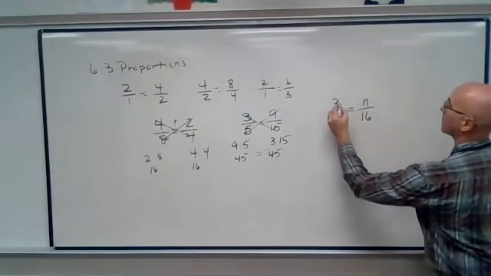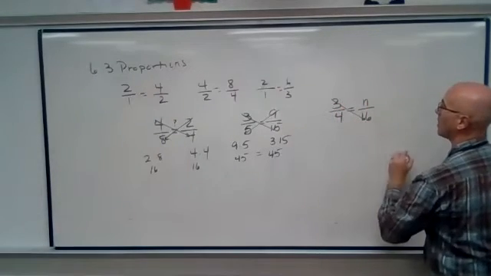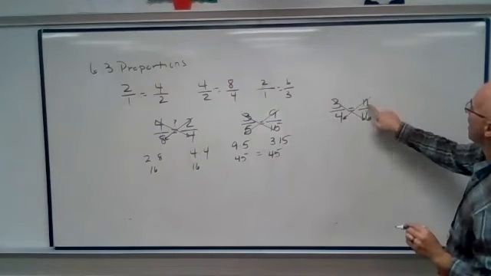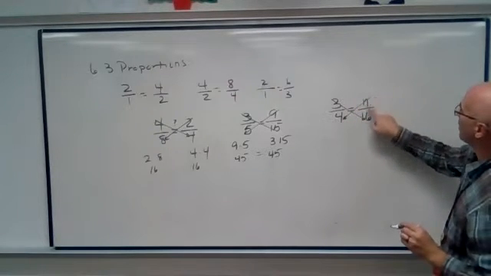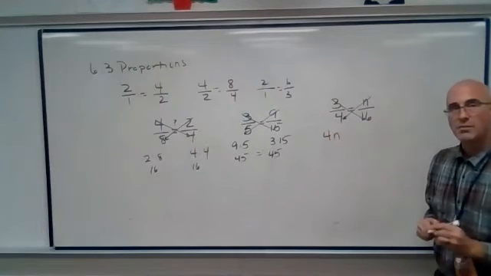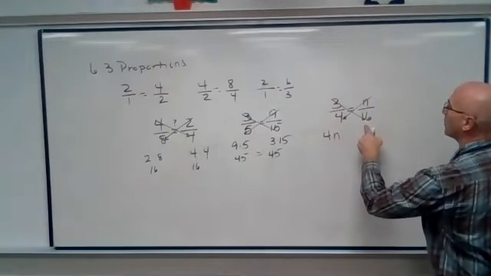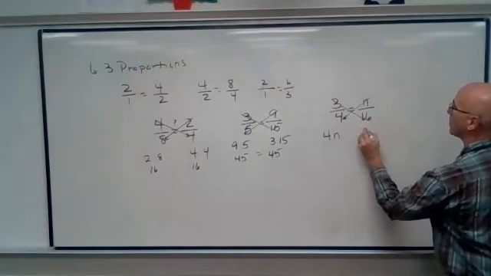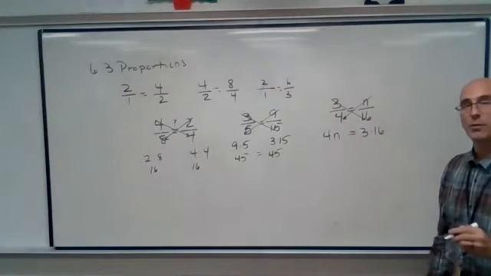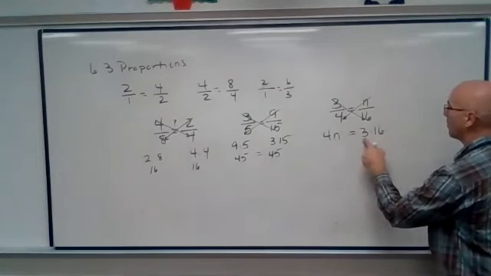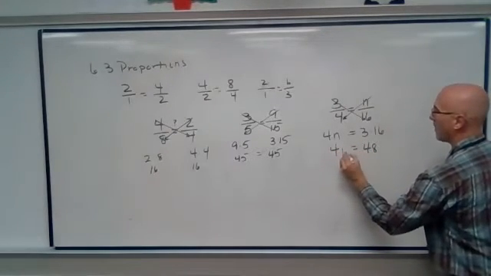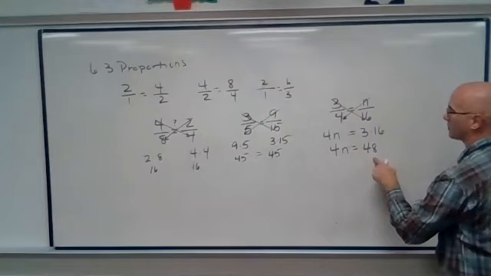So I'm going to do my little arrow, start at the top and go down. Now I have to multiply these together, n and 4. So that's 4 times n. And then I'm going to multiply this way, 3 times 16, and those have to be equal. 3 times 16 is 48. So I have 4 times n equals 48.